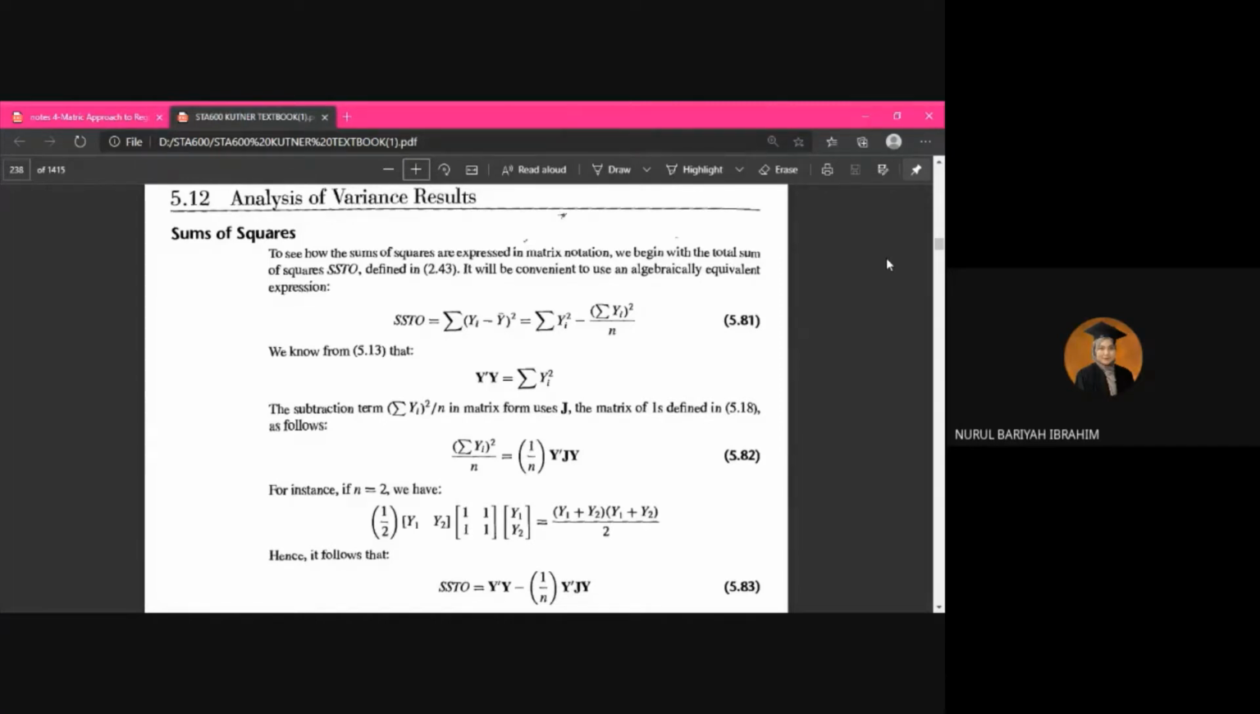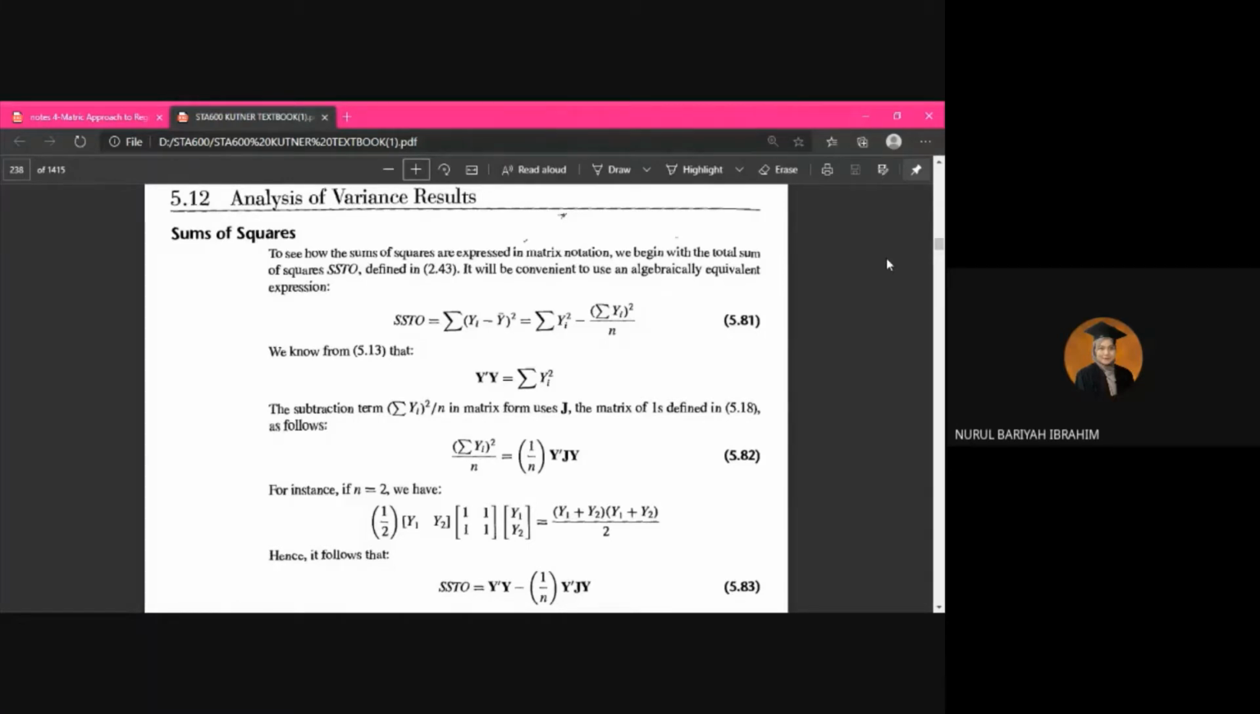Usually you have learned in the previous chapter how to draw the analysis of variance table and how to find the values of SST, SSR, and SSE, and how to find the confidence interval for the mean response and for the parameters beta 0 and beta 1, and also the prediction interval.